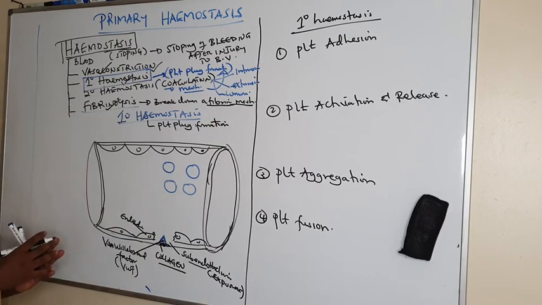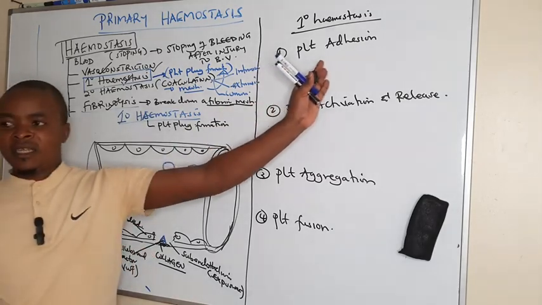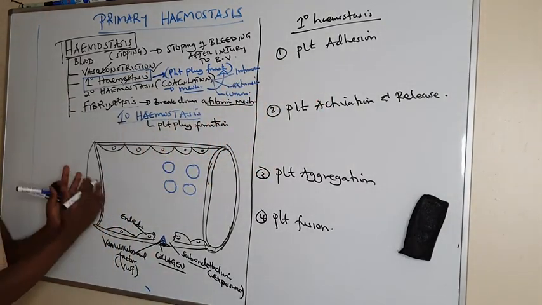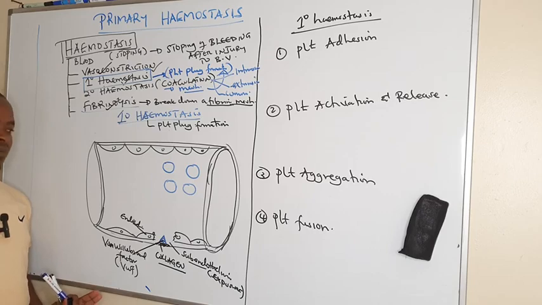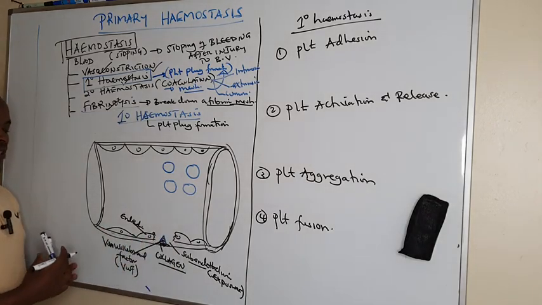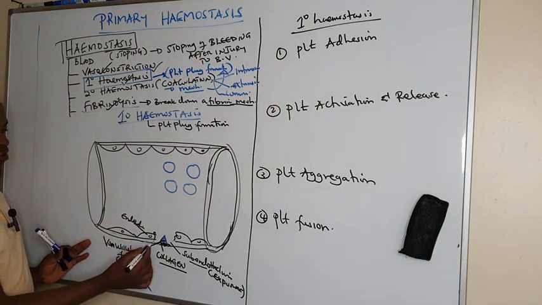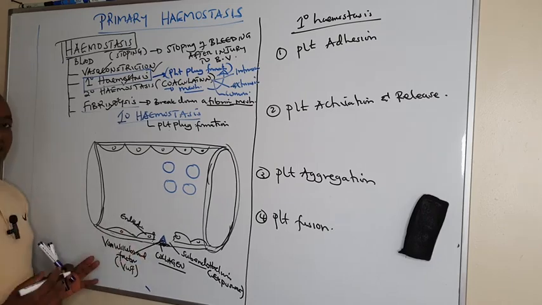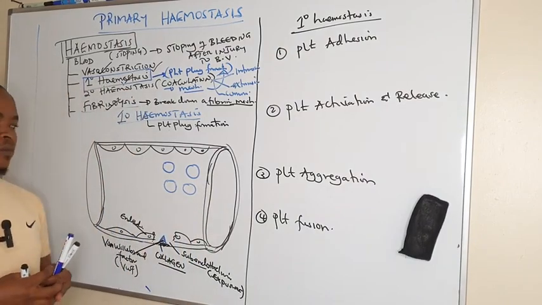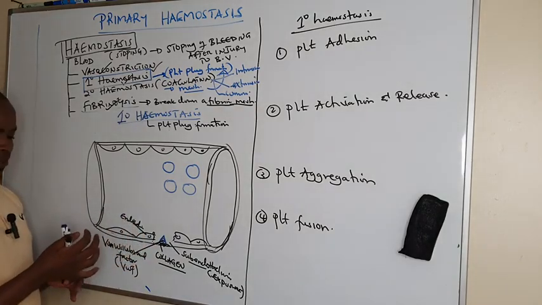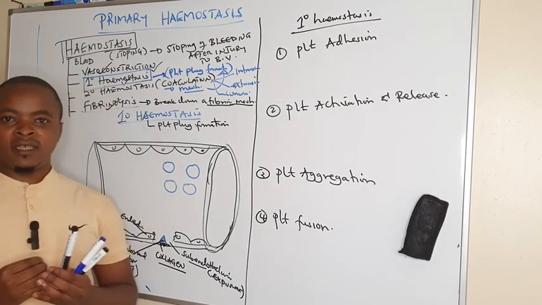So we are seeing that when there is an injury to the blood vessel, the first thing to occur is vasoconstriction. This vasoconstriction is triggered by the endothelium, a component of the blood vessel wall. So the endothelium is the one that triggers vasoconstriction of the blood vessel. Why is the vasoconstriction happening first? It is to reduce the amount of blood coming to the injured site.